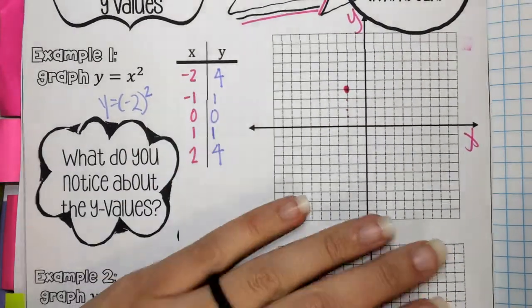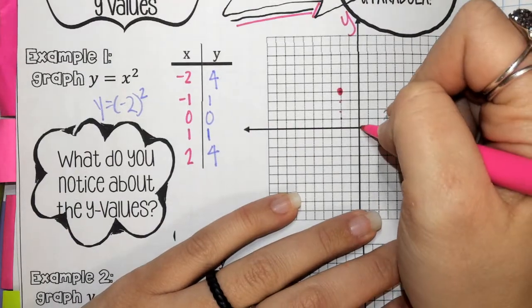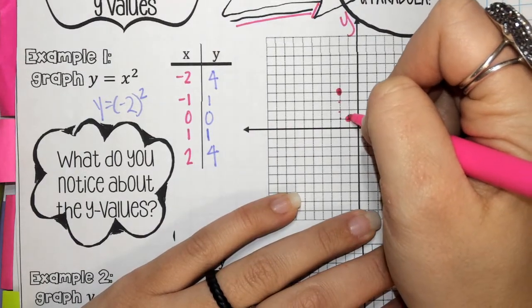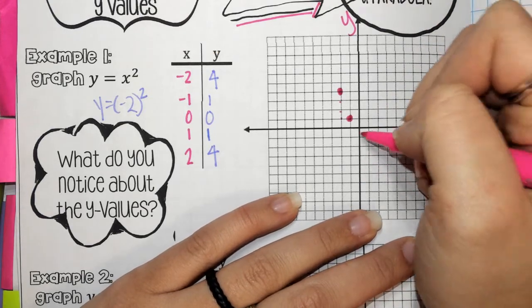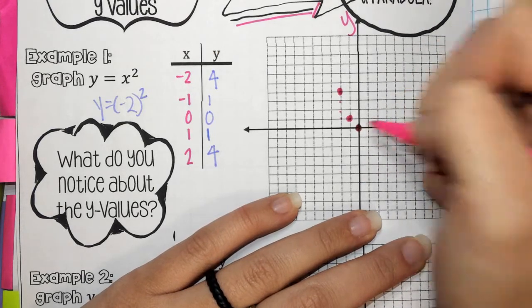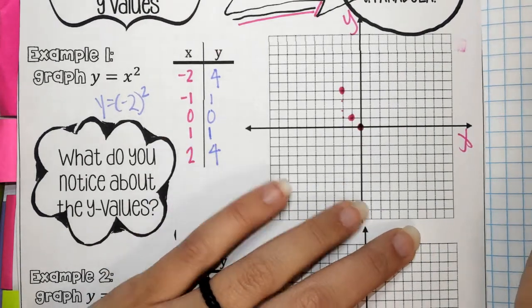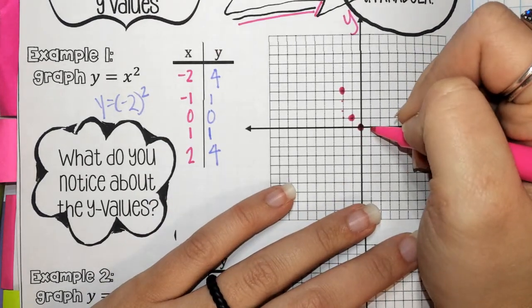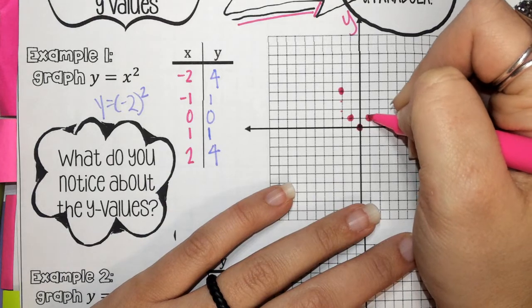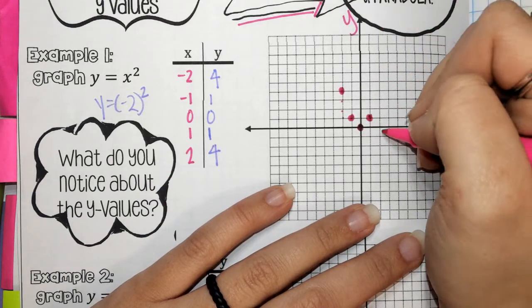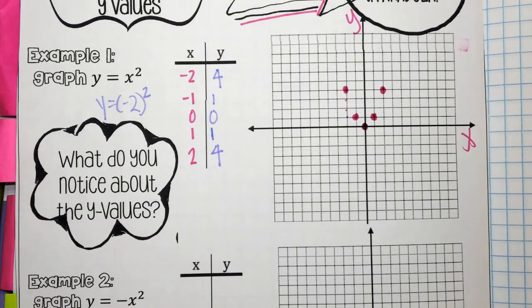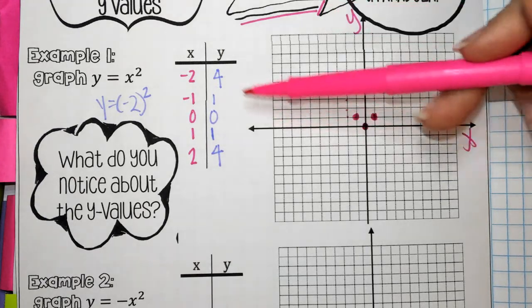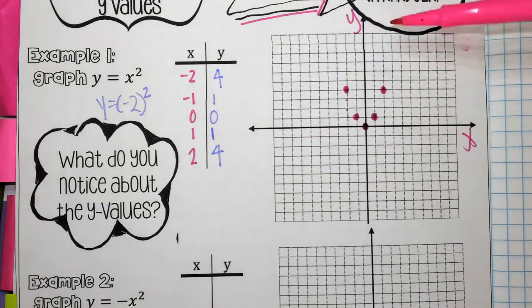How do we get to -1, 1? Count, go left 1, up 1. Right, where's 0, 0? The origin. Good, Bronson. Take a point. Where's 1, 1? You go right 1, up 1. Good. And where's 2, 4? Right 2, up 4. Now, do you notice that they mirror each other? The graphs mirror each other as well. So what Jackson said about the numbers being a mirror image, that's how you know that you've done it right.